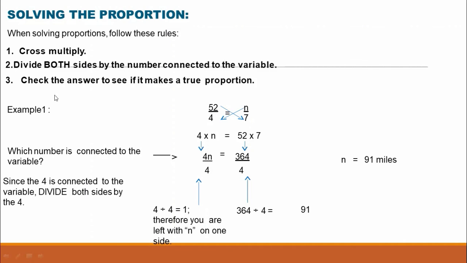So first of all, using cross multiplication, 4 multiplied by n and 52 multiplied by 7. Now we can write 4n divided by 4 and 364 divided by 4. Since 4 is connected to the variable, we divide both sides by 4 to find the unknown variable. 4 and 4 cancel, n is equal to 364 divided by 4, which is equal to 91. So in this example, the value of the unknown n is 91.